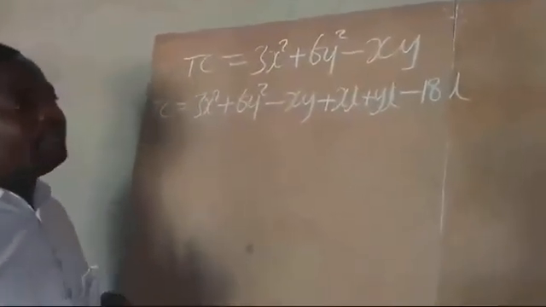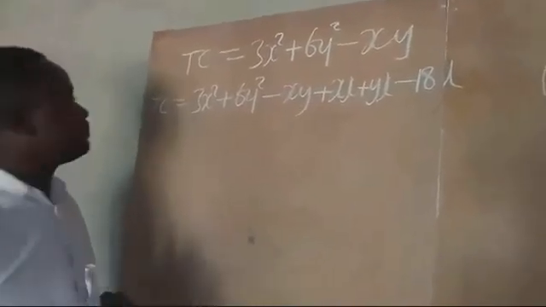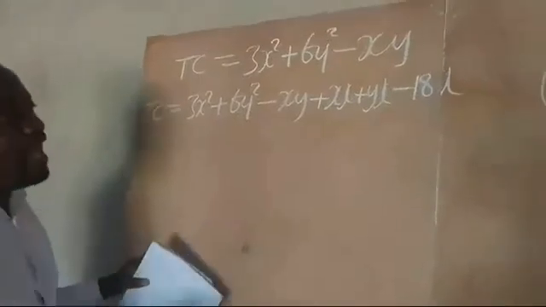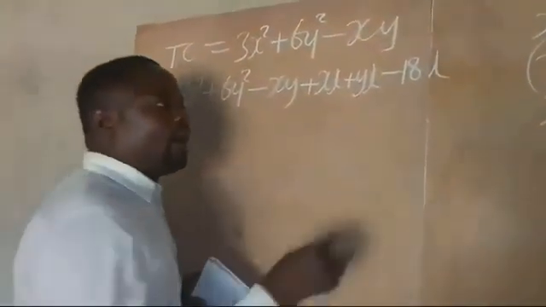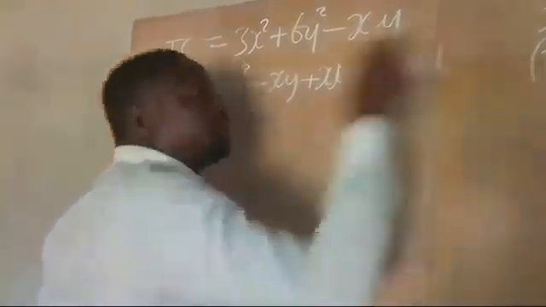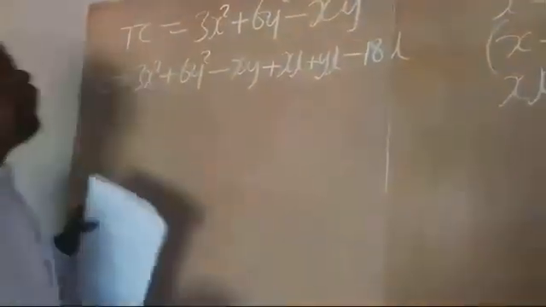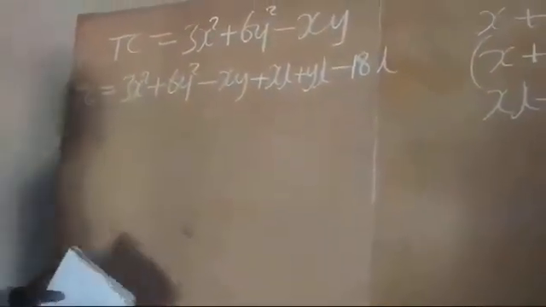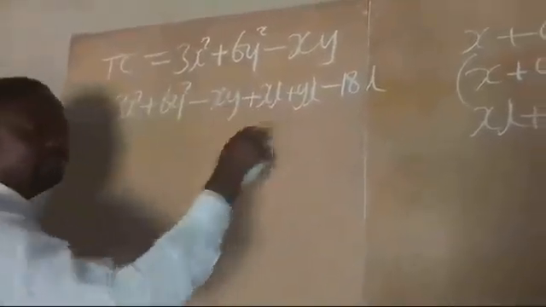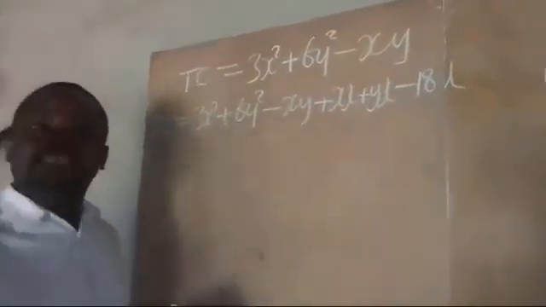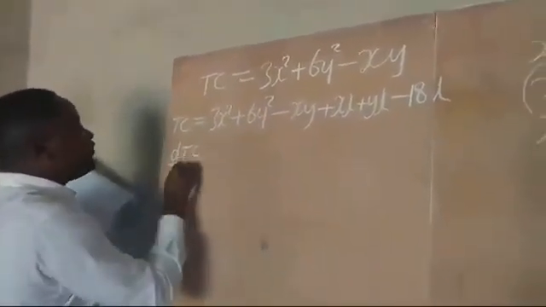Now I want you to follow me very closely because this is where students miss it. After reaching this point, we have added our lambda equation, our constraint equation which we have multiplied by lambda, to our total cost equation. We are now going to differentiate in terms of x, in terms of y, and in terms of lambda, making three different equations. So it will be dTC over dx.